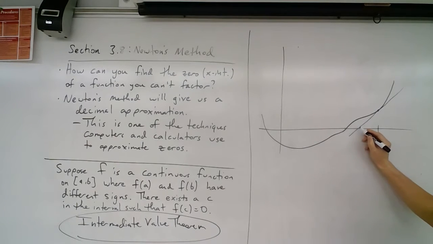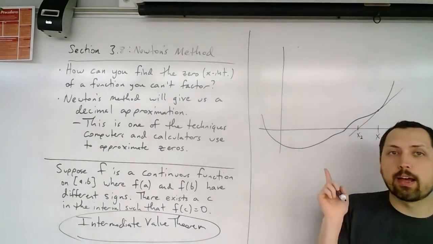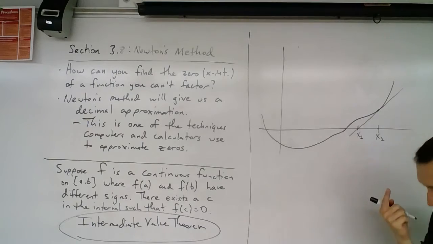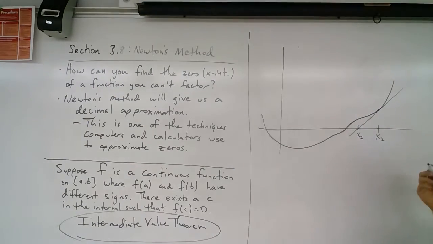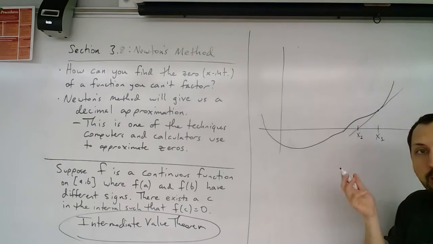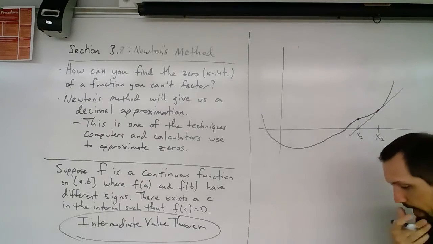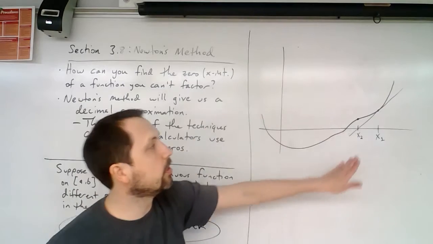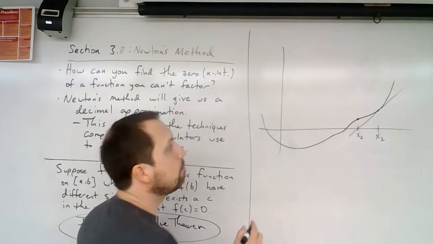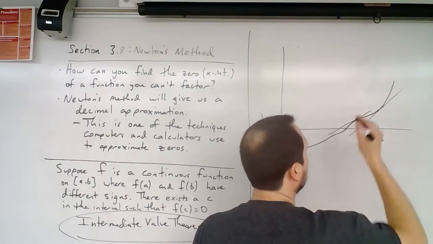This value here, I'm going to call x2. This x2 is a better approximation than my x1 was, but obviously it's still not very good. So how can I improve this? Well, what if we try it again? What if I look at this point up here? Again, I look at the point on the curve, and now I look at the equation of my tangent line. My tangent line might look like this.